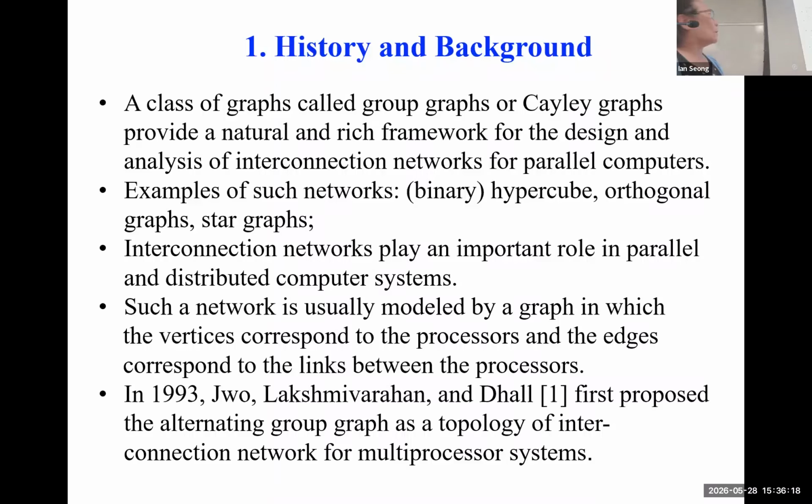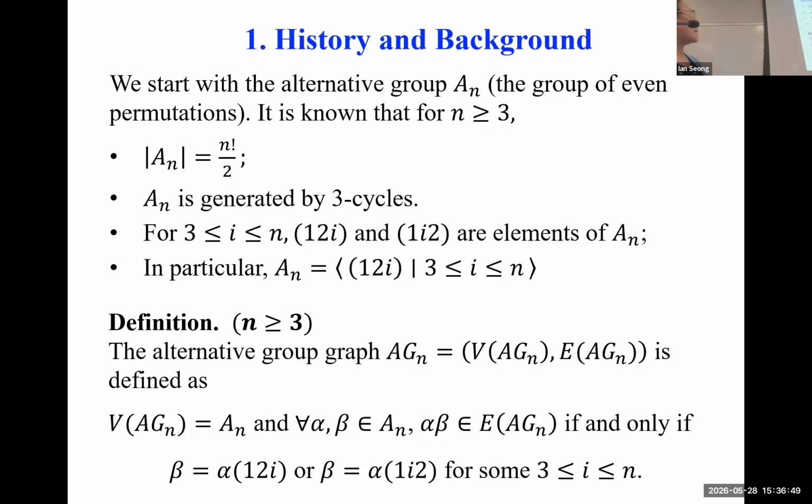Usually they use a graph in which the vertices correspond to the processors and the edges correspond to the links between the processors. That's why computer scientists, especially theoretical computer scientists, do research in this area. And in 1993, two researchers first proposed the alternating group graph as a topology of interconnection network for multiprocessor systems.